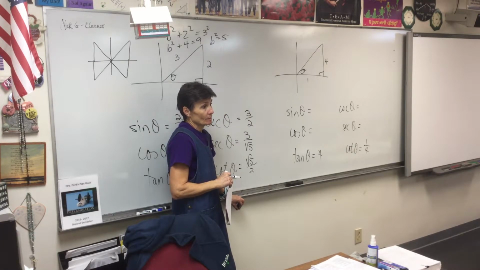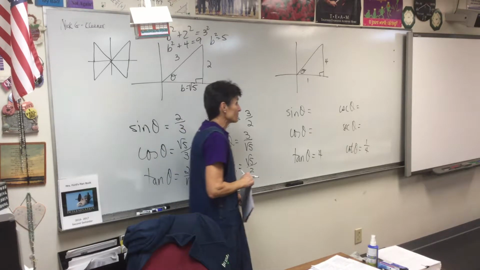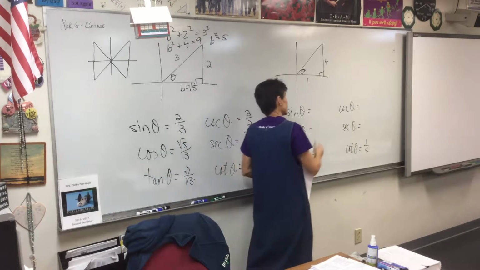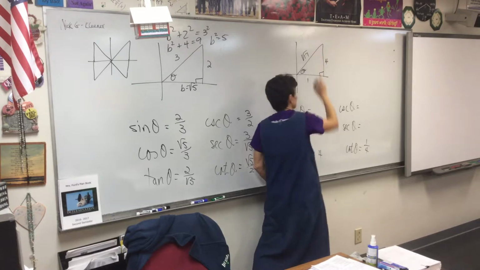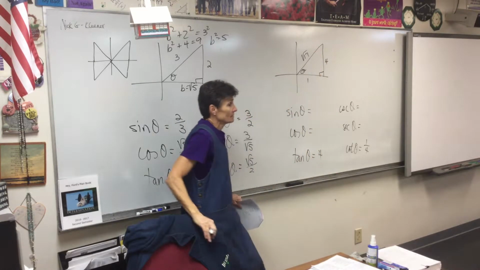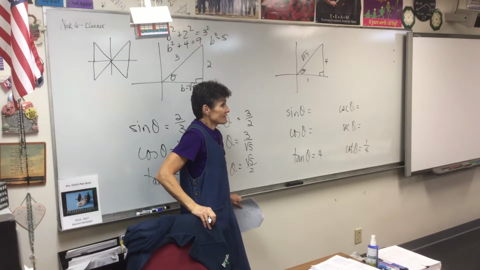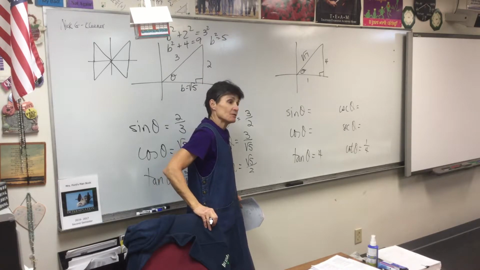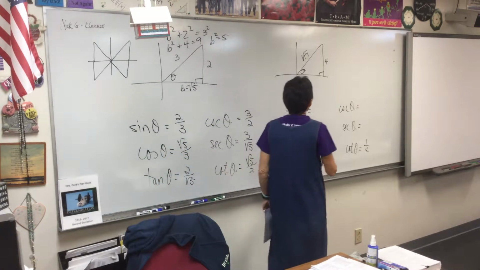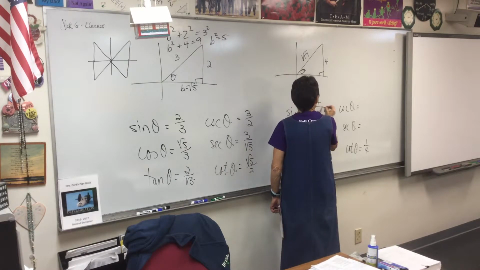Root 17. So then I do my Pythagorean Theorem, 1 squared plus 4 squared. She said root 17. Everybody got that? 1 plus 16. Now you can fill them in. Sine is 4 over root 17.